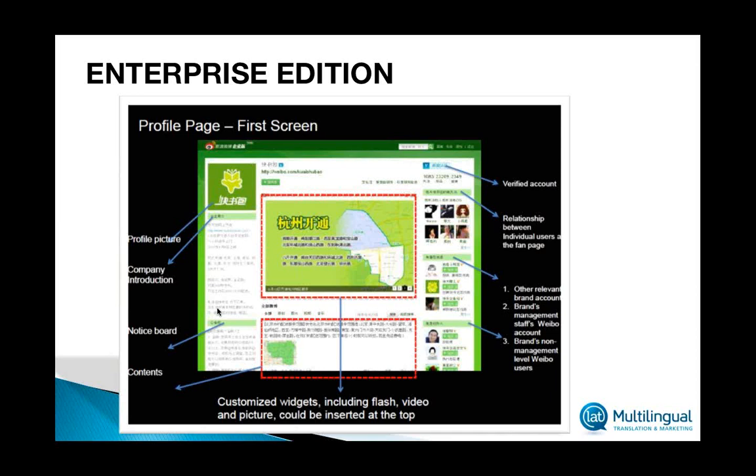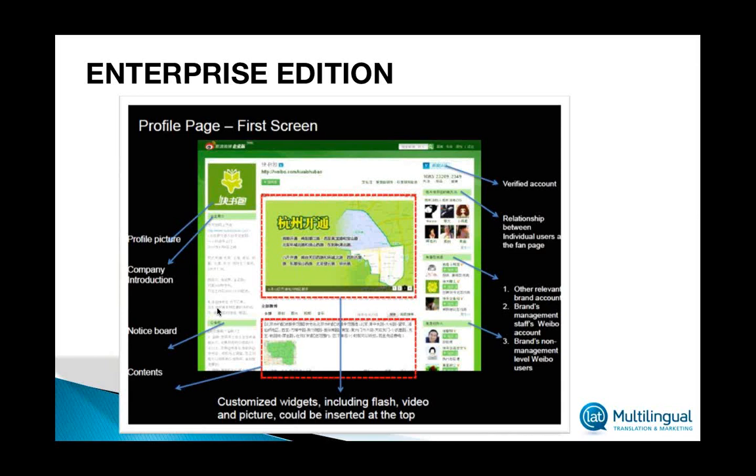In the middle, upper side, you can see the customized widgets, including flash, videos, and pictures, which can be inserted at the top. Below that is the content that you update on your profile page. On the right-hand side are verified accounts and the relationship between individual users and the fan page. That means if some of your friends follow this brand, it will show here, and if some of your followers follow the brand, it will also show here.